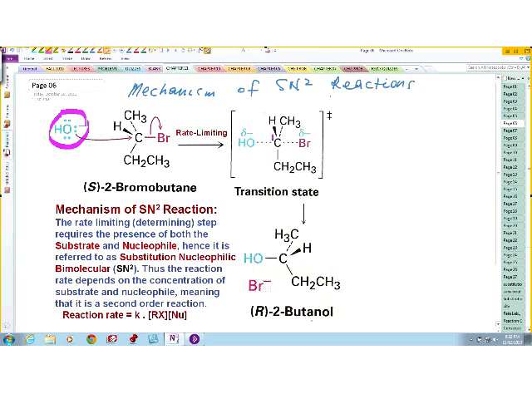What are the reagents? The reagent here is the hydroxide. We call it the nucleophile. Okay, so what is happening here? In this reaction mechanism, everything is happening at the same time. You are forming a new oxygen-carbon bond, and at the same time you are breaking the carbon-bromine bond. So we say this is a concerted reaction mechanism, meaning that bond breaking and bond formation are taking place at the same time.